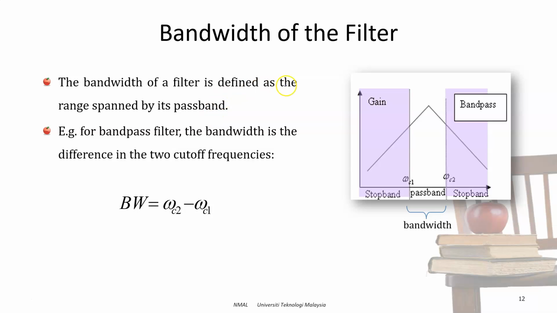Now we want to know another term, which is the bandwidth of the filter. The bandwidth of the filter is defined as the range spanned by its pass band. It means the range between omega c1 and omega c2. For example, for the band pass filter, the bandwidth is the difference between these two cutoff frequencies. So we can find it by subtracting omega c1 from omega c2. This is the bandwidth of the filter.